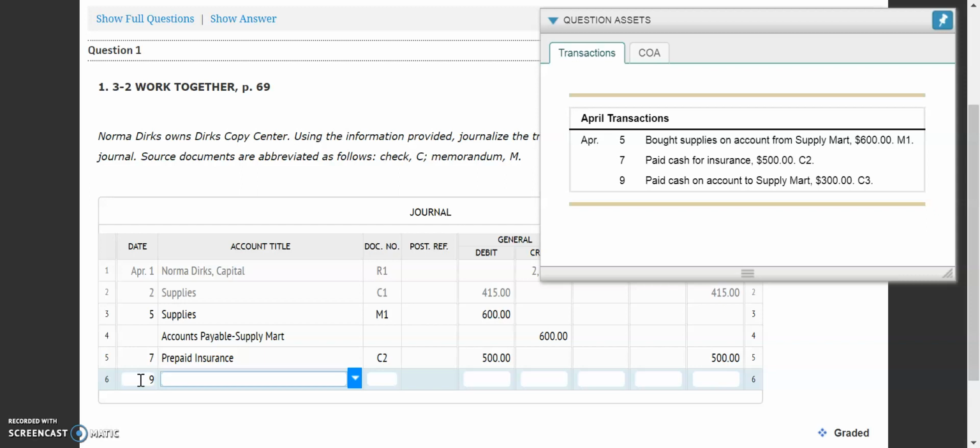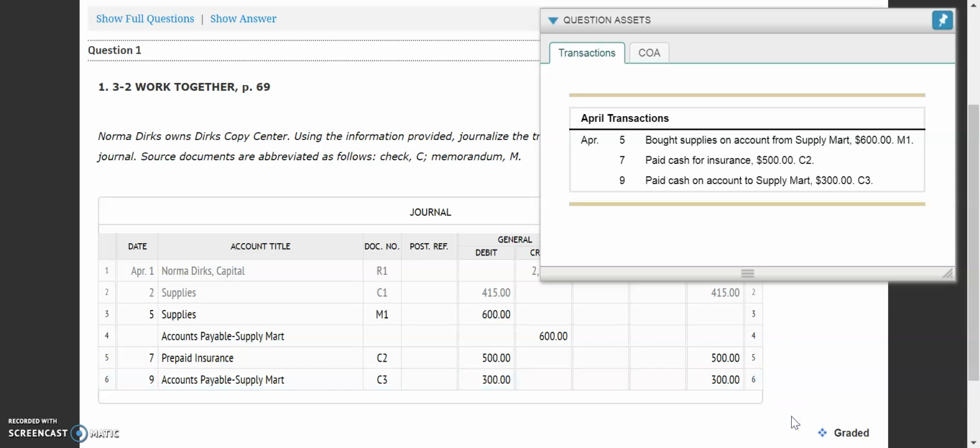So what's happening here is, remember, on the 5th, we bought supplies from Supply Mart, but we didn't pay for them. So we created a liability for ourselves. 4 days later, we pay Supply Mart. So our liability is actually going down with a debit. So once again, we're going to put in accounts payable dash Supply Mart, C3 for check 3, and that's going to be debited for $300. And then we are going to credit our cash.